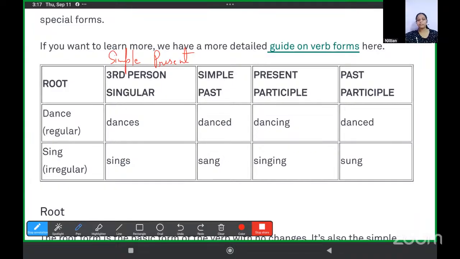The fifth form of the verb is the third person singular present form. S or es it uses. We use the present tense, then past tense, past participle, present participle, and the root word. These are all the forms that we use.